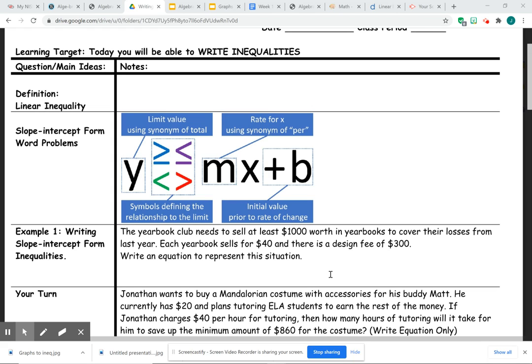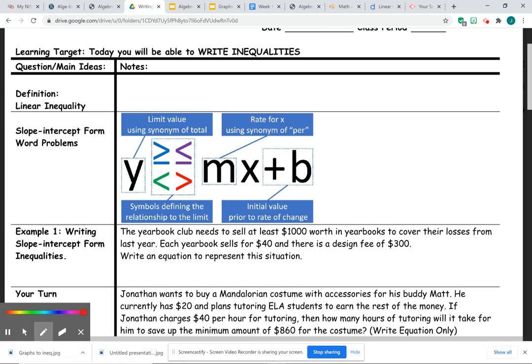Today, we're going to talk about writing inequalities from word problems. And while you have had lots of practice writing inequalities in the slope-intercept form, today we transition quite a bit to the standard form. So I'm going to briefly review slope-intercept form word problems, and then we'll work with the standard form.